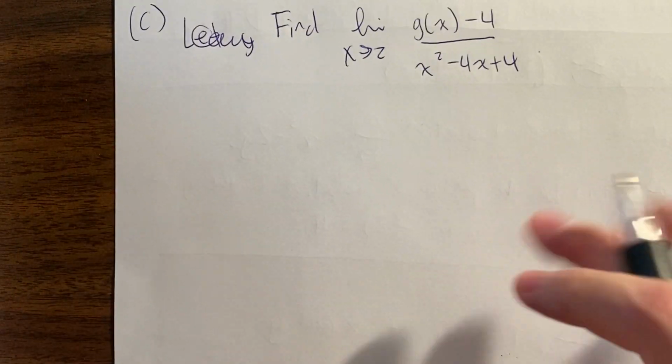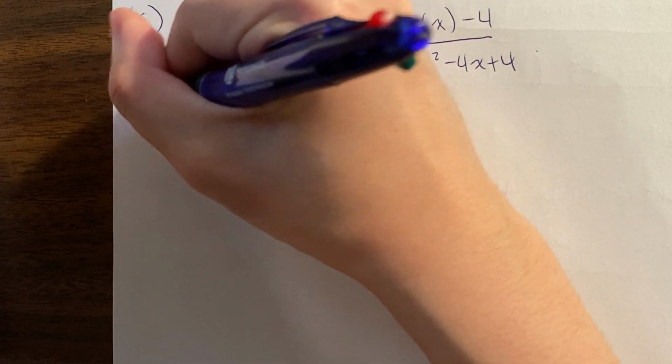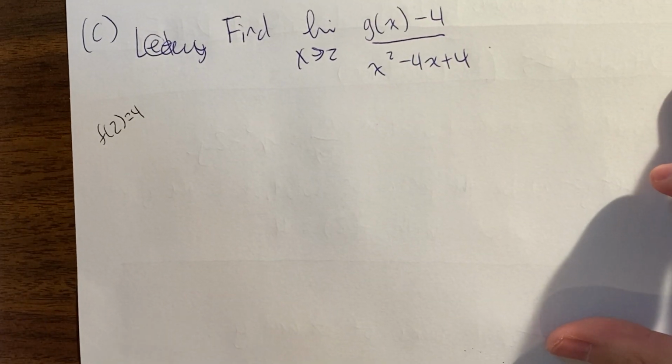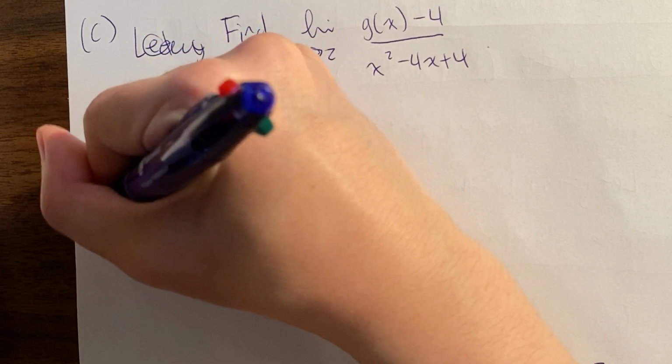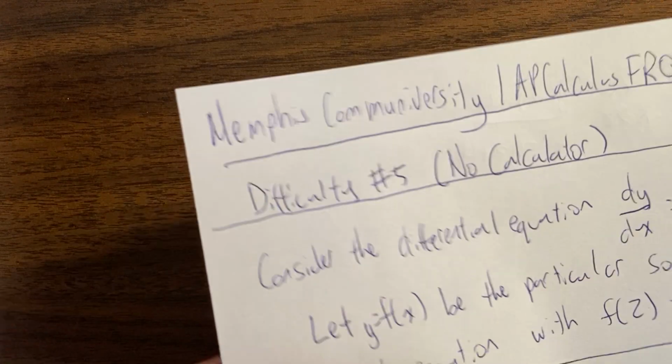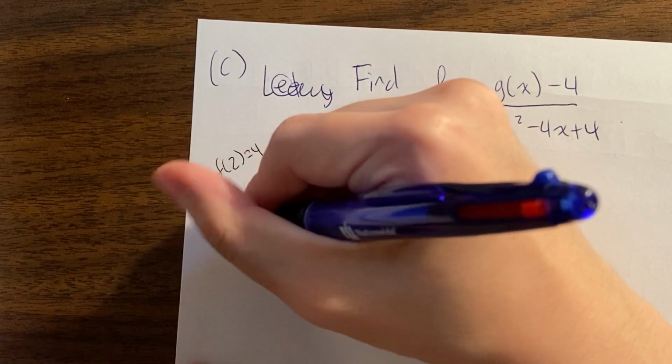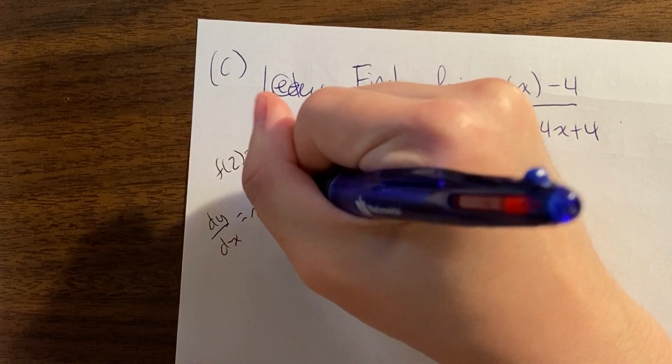So we still have the point. Let's write out the givens real quick in the corner so we don't have to flip the page. So f of 2 equals 4, and the differential equation, I believe, is going to be x cubed minus 2y, sorry. So we have that information.